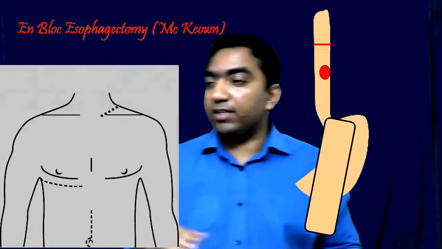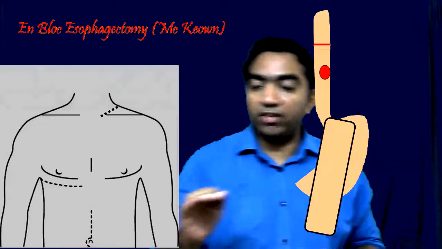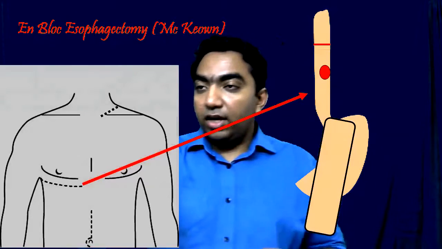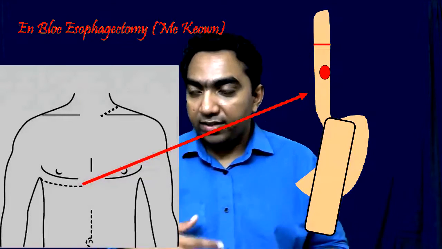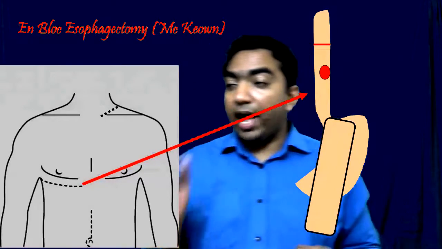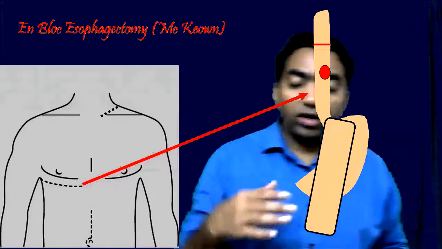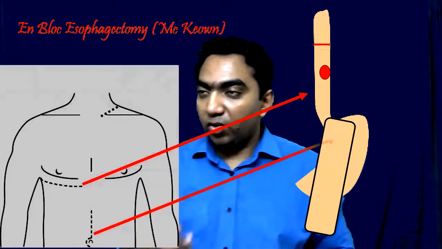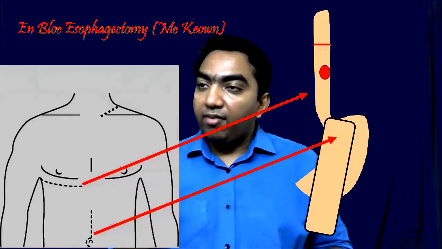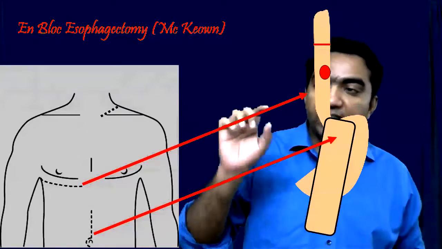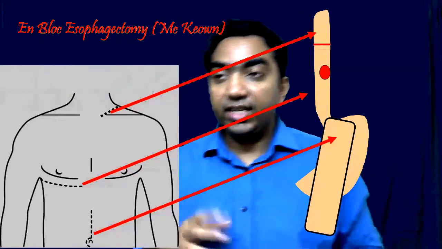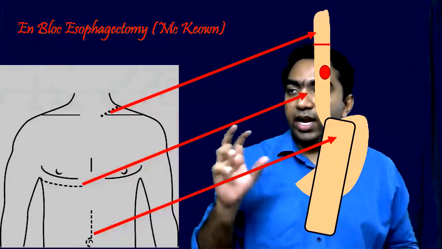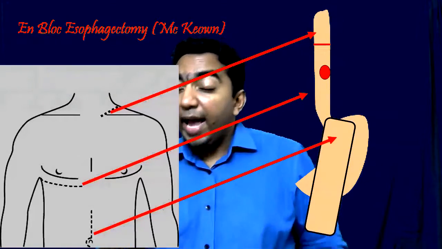Once the thoracic incision is made, the middle of the esophagus is mobilized through it. Then an abdominal incision is made, the stomach is mobilized and made into a tube, and after that the esophagus is resected. Through the cervical incision, the anastomosis is performed with the cervical esophagus. This is what happens in McKeown esophagectomy, or en-bloc esophagectomy.